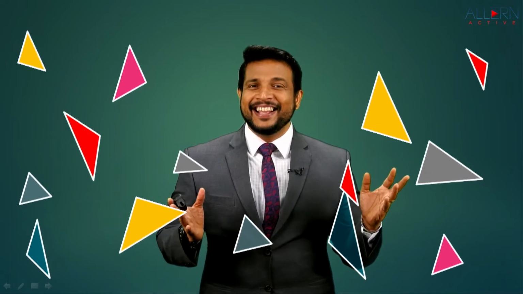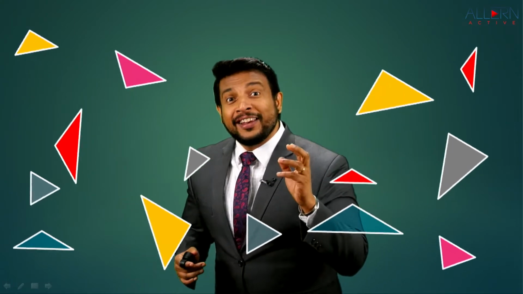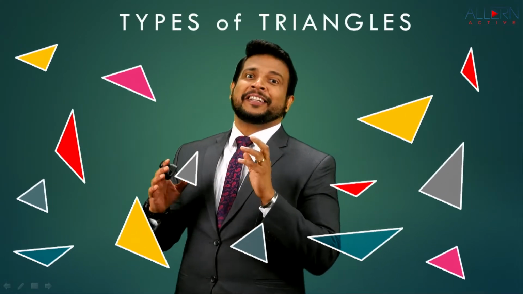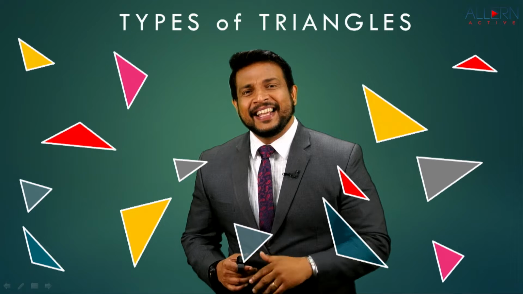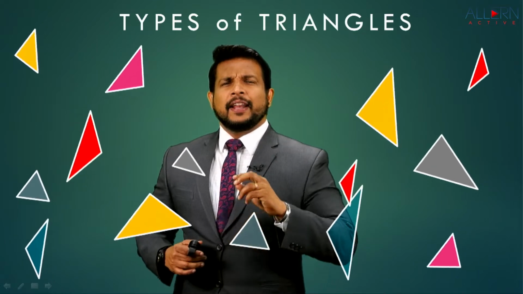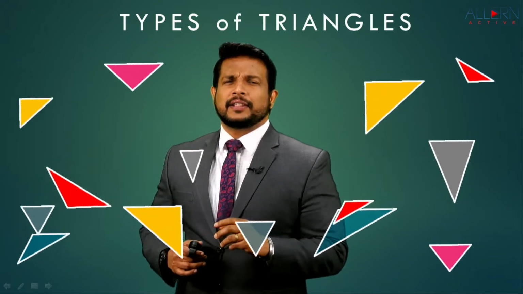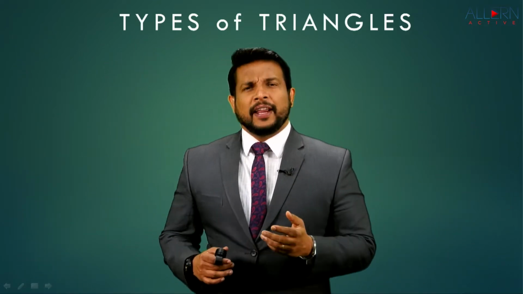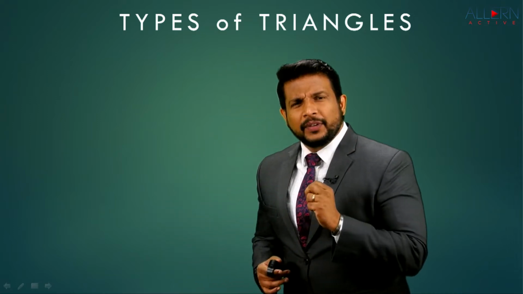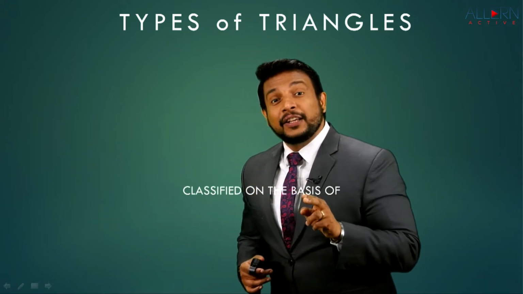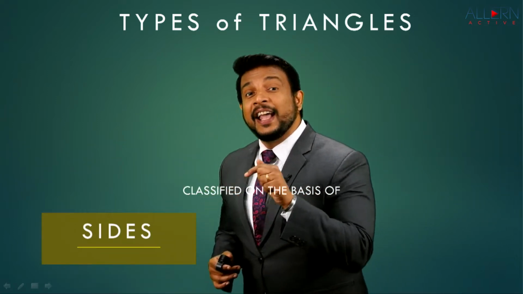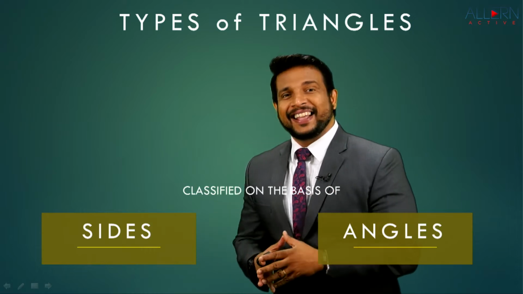Now observe very carefully. What do we see? Wow, so many triangles here, right? So triangles can be of different types. So what we are learning and discussing now is types of triangles. Let's learn the types of triangles. Now triangles can be classified in two ways. It can be classified on the basis of their sides and on the basis of their angles.